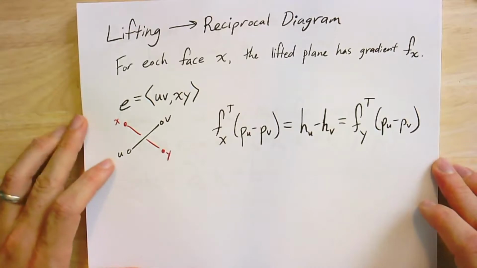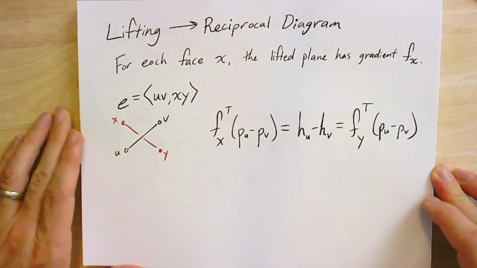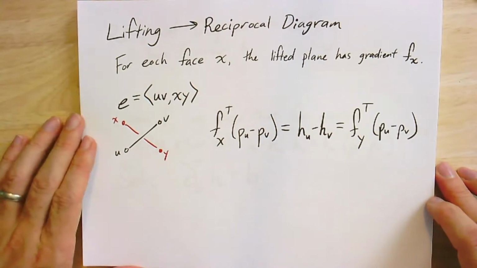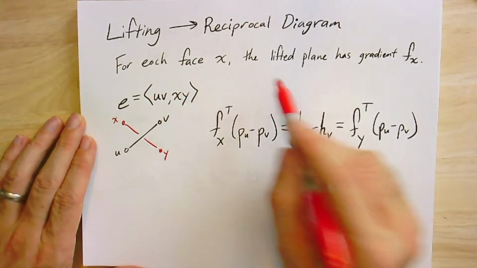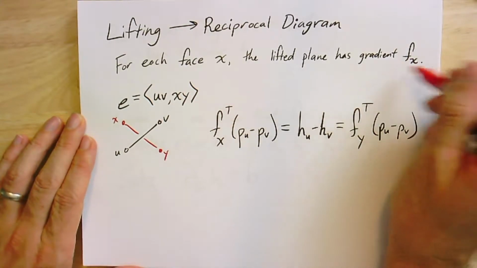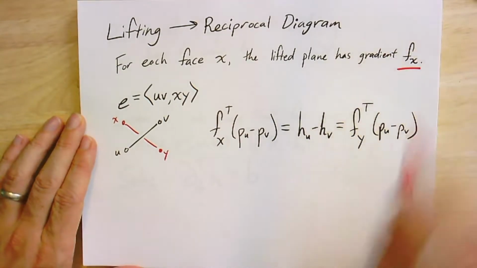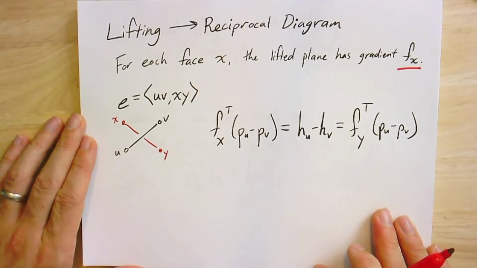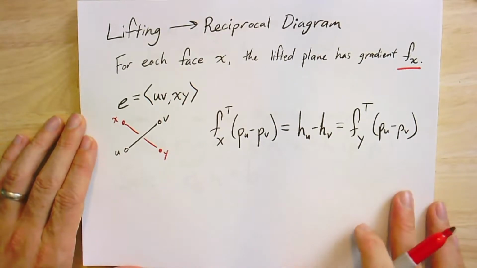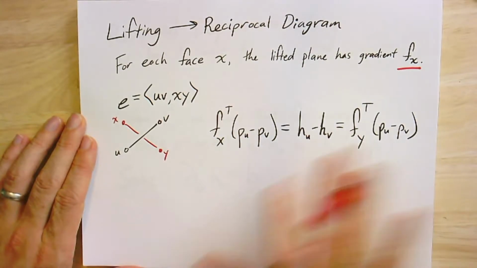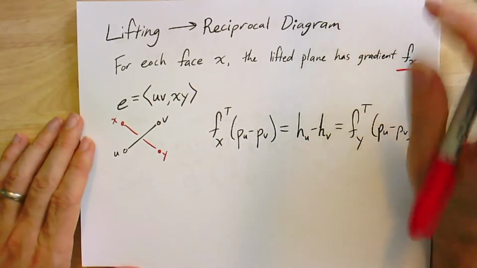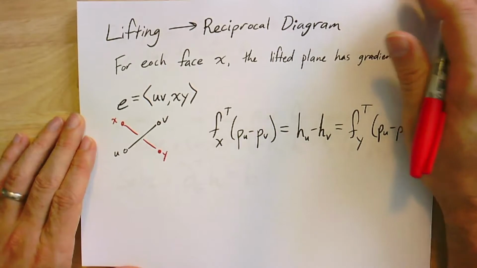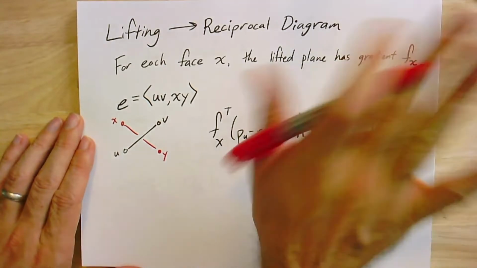If I have a lifting, I can compute a reciprocal diagram. And here is one way to do it. For each face, right, there is some plane through the lifted points. And what I'll do is I'll just take f_x to be the gradient of that plane. Hopefully you recall from basic calculus, right, the gradient of, if I think of the plane as a linear function, the gradient is going to be a vector in R2, right? It's the direction in which that plane is going up the steepest. It's really telling me which direction the plane has been slanted.